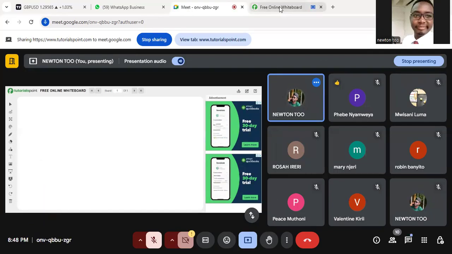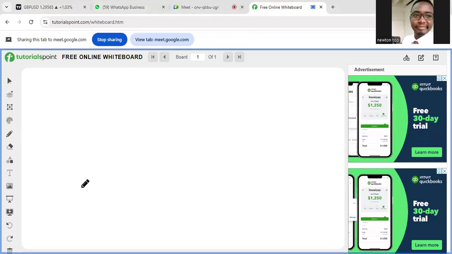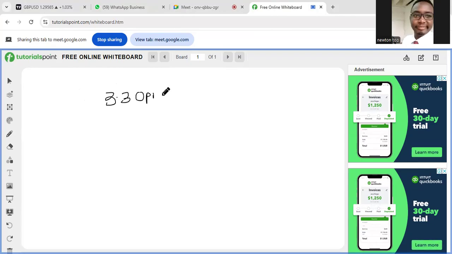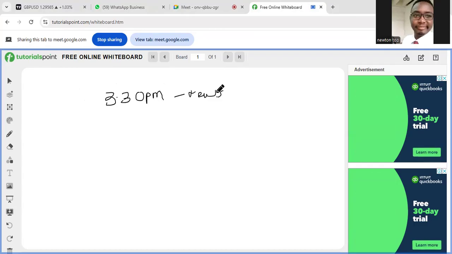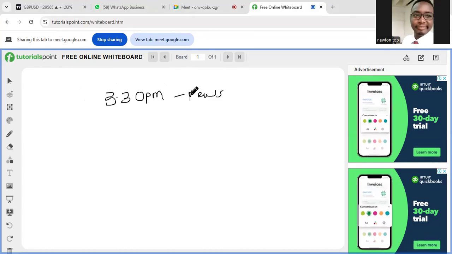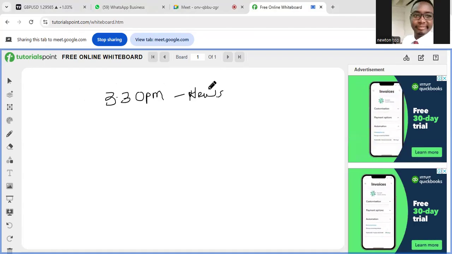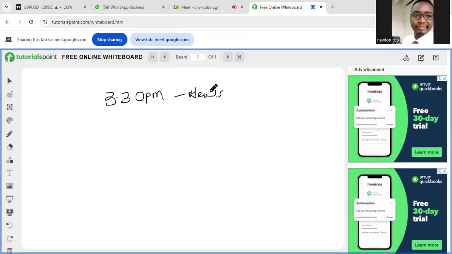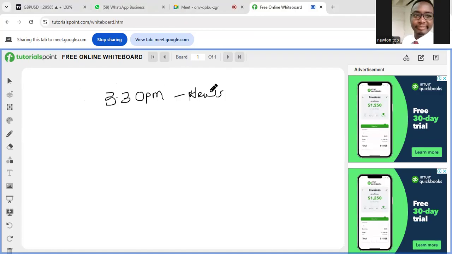So yesterday we were learning how to trade news. For example, if we have a 3:30 news, like today at 3:30 p.m., we can take advantage of this news by setting a buy stop order and a sell stop order 2 pips above or 2 pips below, because in the market anything can happen.